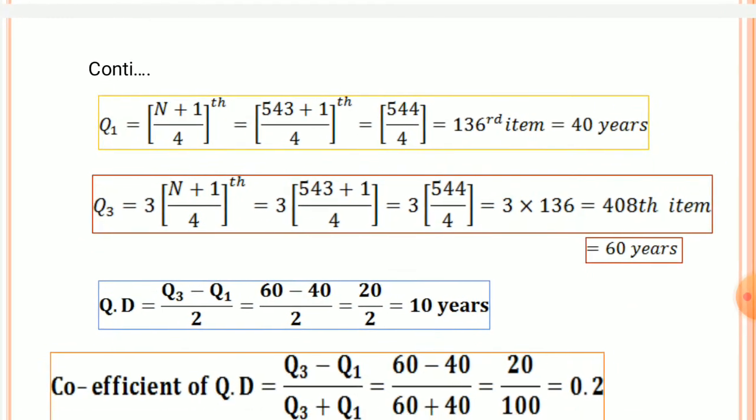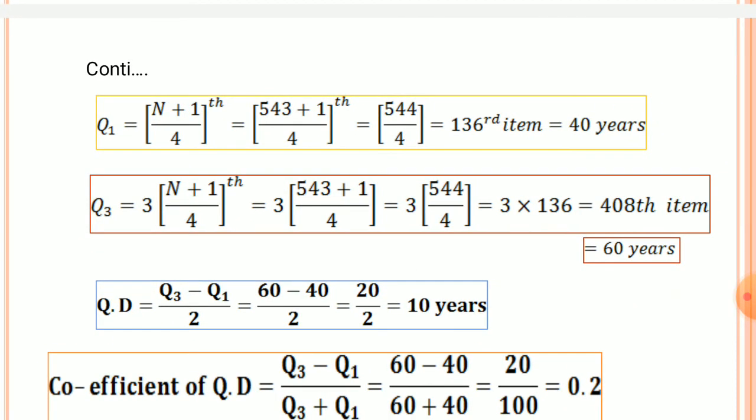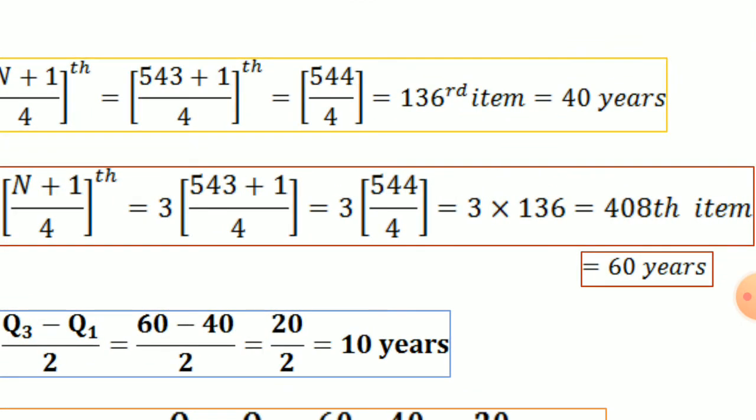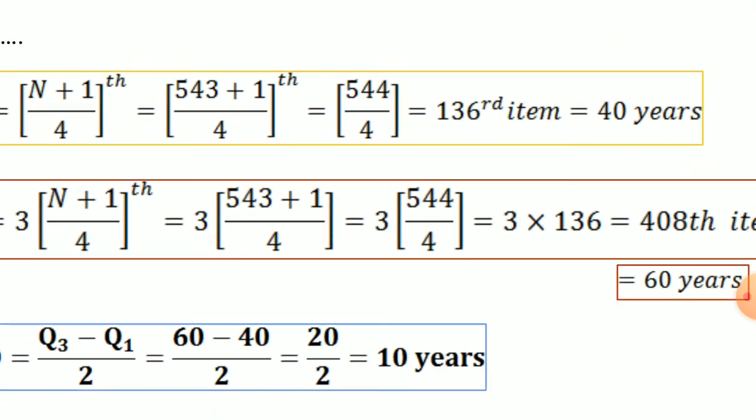So here n means total frequency, 543 plus 1 by 4th, 544 by 4. Therefore 544 divided by 4 means 136. So 136th item, this is what the calculated value.